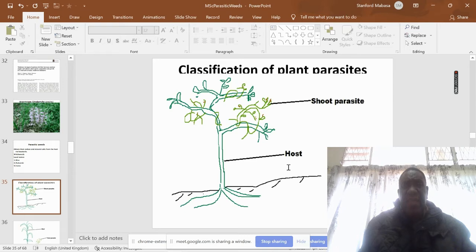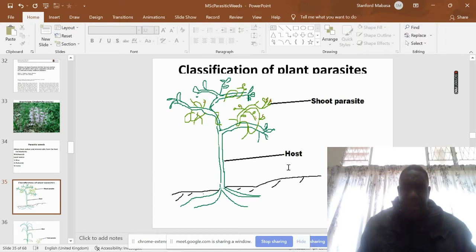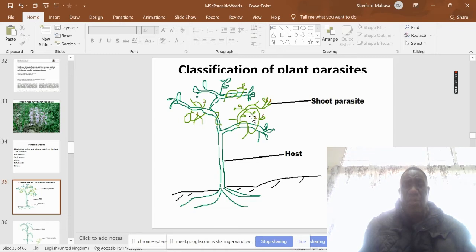Now we can classify plant parasites according to where we find them attached to the host. If the plants are attached to the shoot, we call them shoot parasites, like the mistletoe and the Cuscuta campestris.